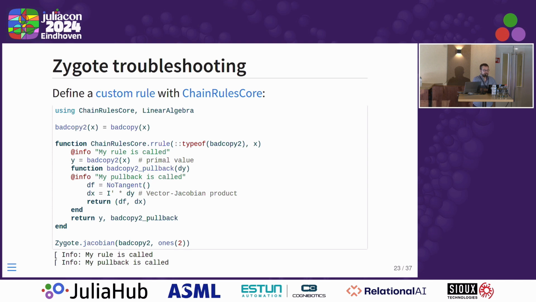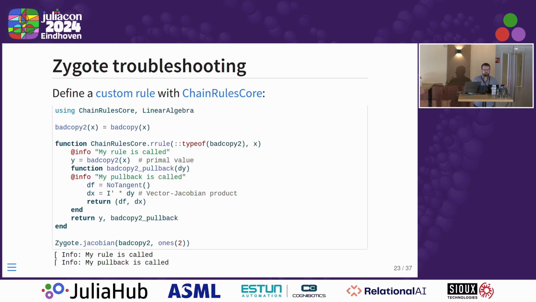So I define another function, bad copy2, and for this one, I'm going to tell Zygote how to differentiate it. What I'm doing here is I'm writing a reverse rule for my function when I give it input x. What is this reverse rule going to do?